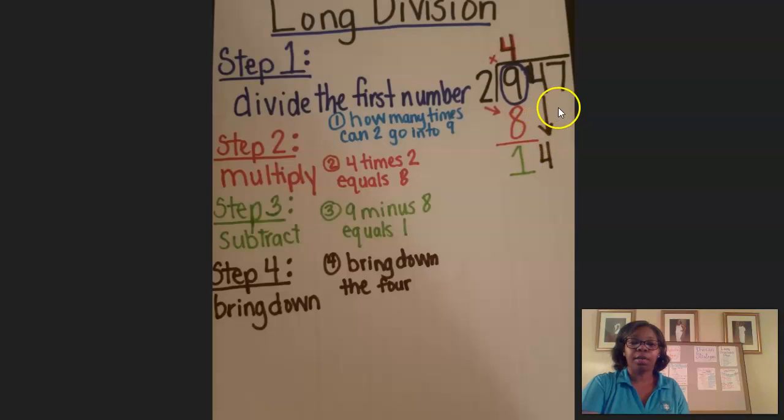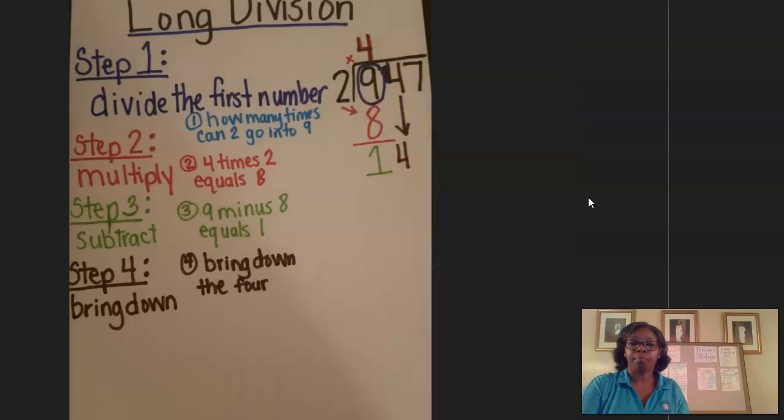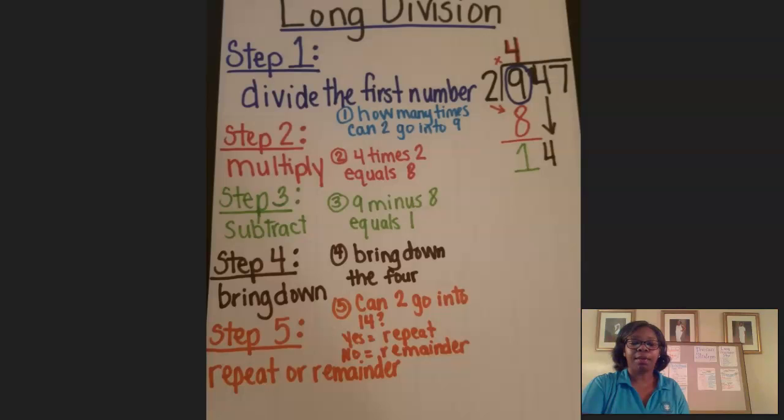Step 4 says to bring down the next digit. We're going to bring down our 4 next to the 1, and that's going to create the number 14. And then step 5 tells us to repeat. If you can repeat it, then you go back to step 1. If you can't repeat, that means that it's your remainder. When you can't repeat, that means that 2 won't go into the given number that we have.